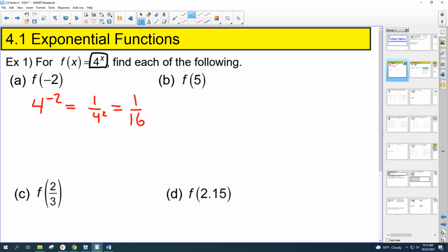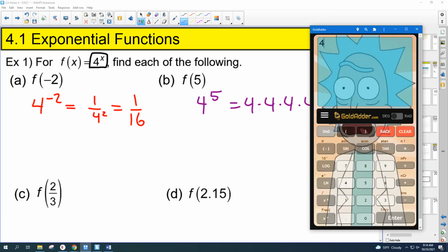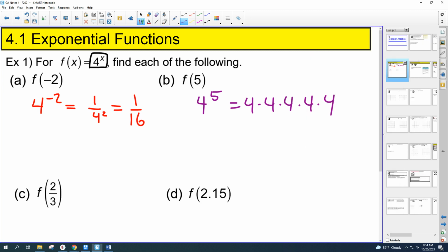Problem with using a calculator on that is it's going to give you a decimal number. This is probably more in line with what they want. 1 over 16. F of 5 just means we want to take 4 to the 5th power. Now an exponent is repeated multiplication. So that's 4 times 4. We don't need to write this down, but that's 4 times 4 times 4 times 4 times 4. That's what an exponent does, repeated multiplication. I don't want to do that in my head. I'd rather just use a calculator. So 4 caret 5 is 1024.